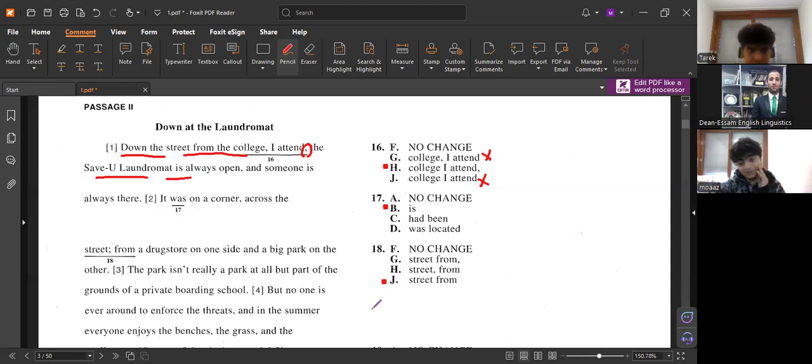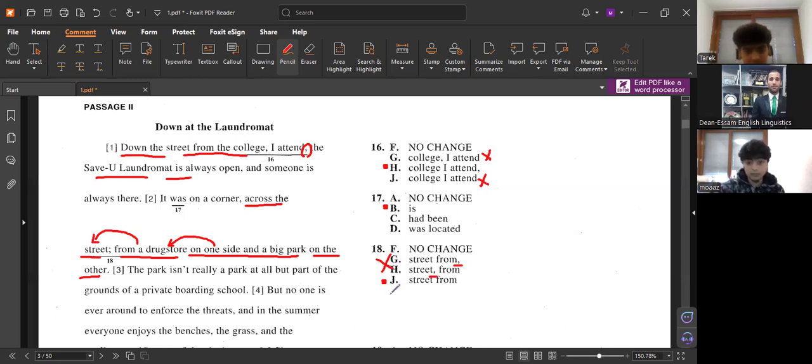Let's try here. He said across the street. This is a preposition phrase, and then a preposition phrase again, and then a preposition phrase again, and then a preposition phrase. Don't separate the preposition phrase from what it modifies. Imagine, that means here you don't need any punctuation. So this comma is not necessary. This one, not necessary. So G and H are wrong.